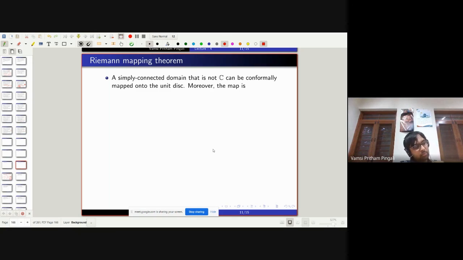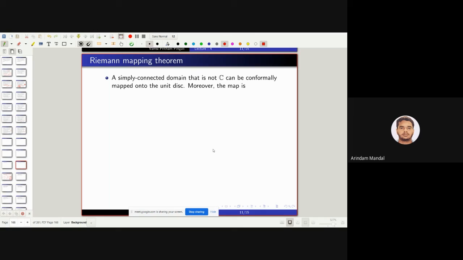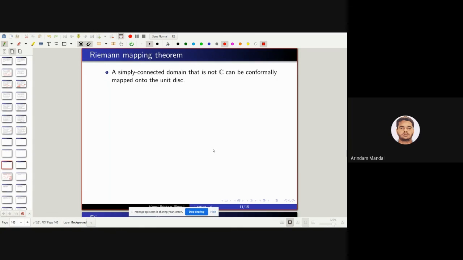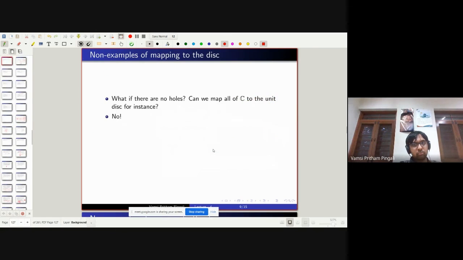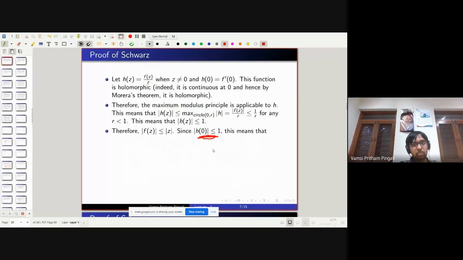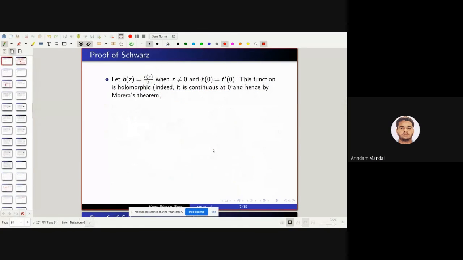Any other questions? Sir, where you have written the modulus theorem, there was only one problematic point. What was the problem? Yes, this slide.